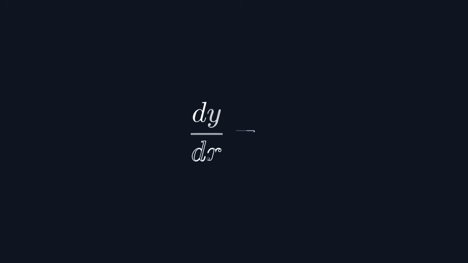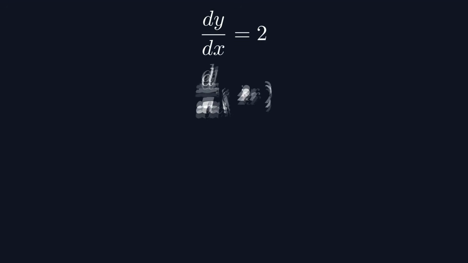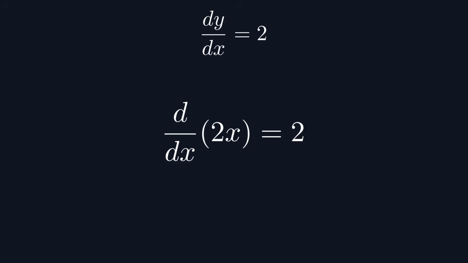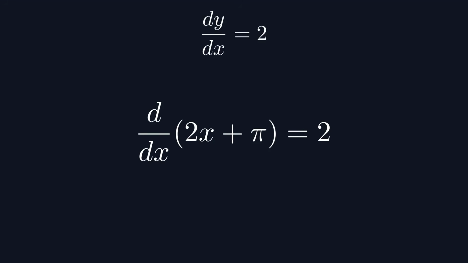Let's go back to dy over dx equals 2. We aim to solve for y. But it turns out, y equals 2x is a solution. Just plug in 2x to dy over dx, and we'll see that the result is valid. But also, 2x plus 1, 2x plus 2, 2x minus 1, 2x plus pi are also solutions, since the derivative of a constant is 0, and the operation still yields 2.